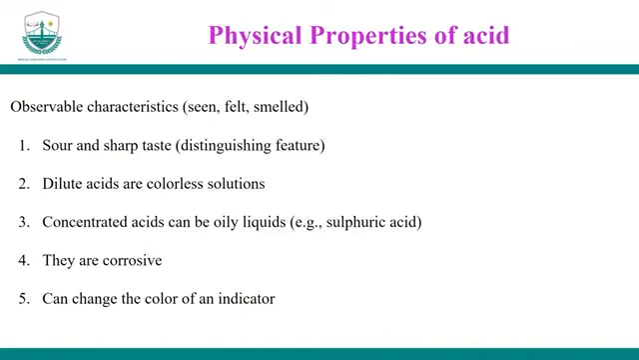So we look at the physical properties of acids. They have that sour and sharp taste. When dilute, they are actually colorless, and when concentrated, they are very oily. For example, sulfuric acid. They are very corrosive and can change the color of an indicator. We shall see what an indicator is in our subsequent session.